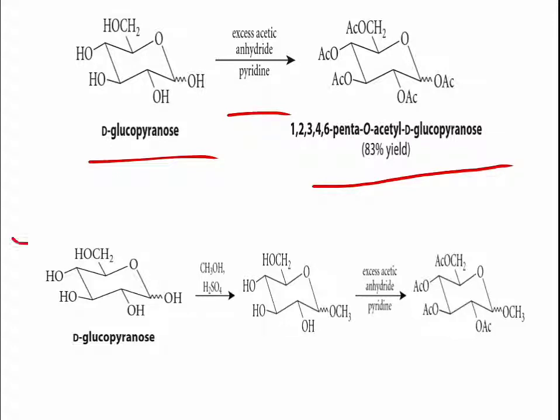Now see this mechanism. First you are adding CH3OH and H2SO4, that means you are forming a glucoside. Then you are adding excess acetic anhydride and pyridine. So here you will get 4 OAc groups, because at first the anomeric OH is protected by forming the glucoside, so 4 OH groups are now free. So those 4 OH groups will form OAc.